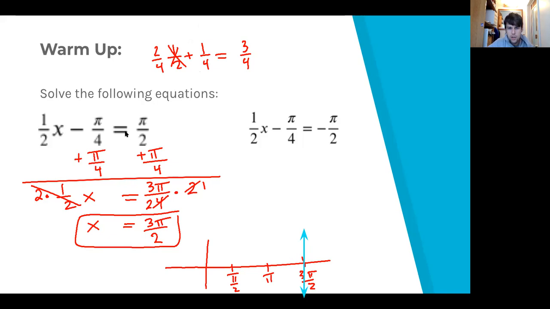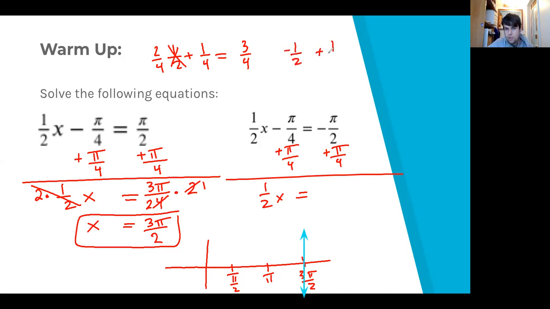Very similar equation, right? The only difference here is that there's a negative in front of the pi over 2. Otherwise, it's exactly the same. So we're going to be adding pi over 4 again to both sides. That's going to give us 1/2 x equals, now we have something a little different. This is a negative, so it's negative 1/2 plus 1/4. Negative 1/2 is the same thing as negative 2 over 4. Adding those together, we get negative 1/4, or negative 1/4 pi, or negative pi over 4.